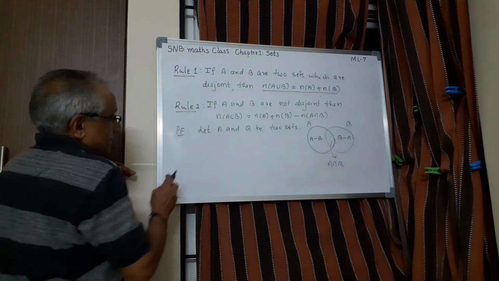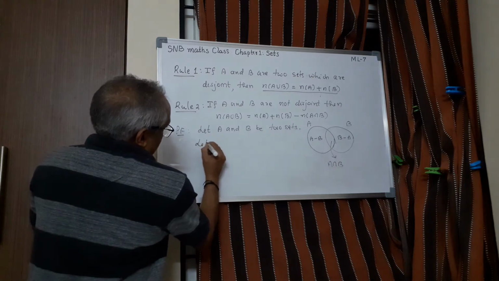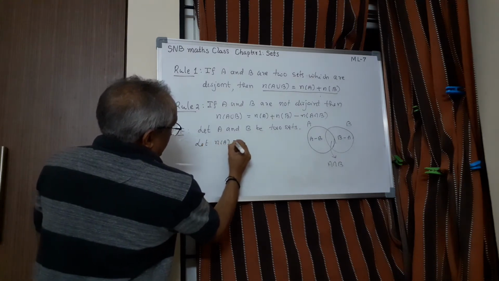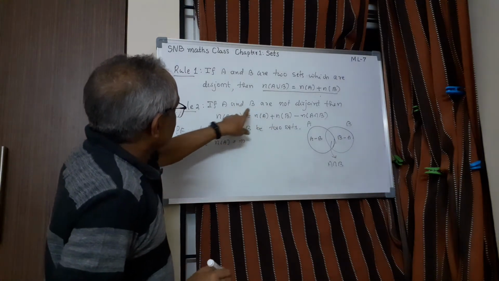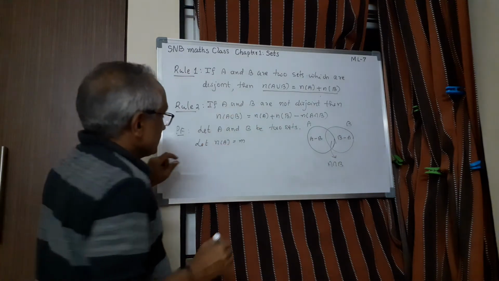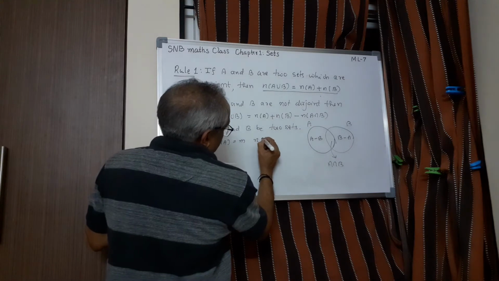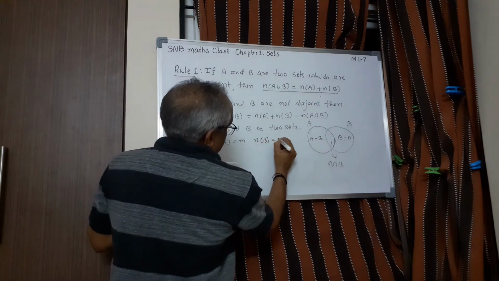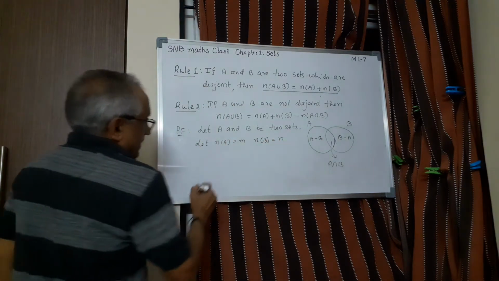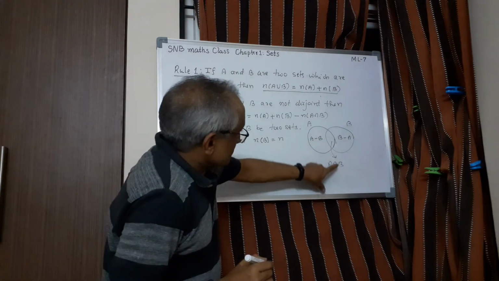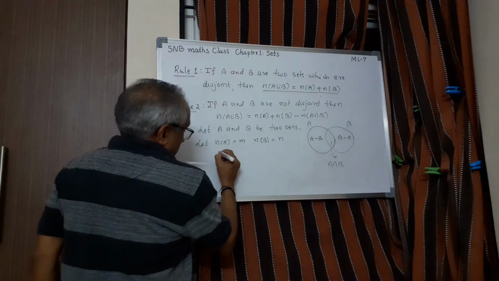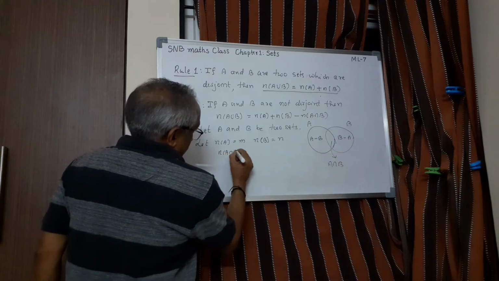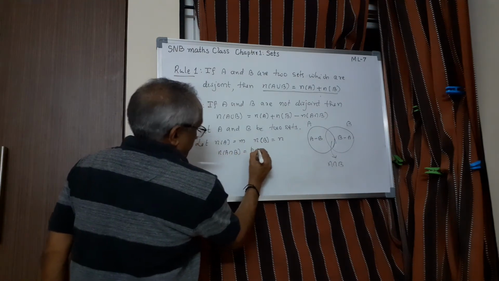Now let number of A equal M. That means A has M elements, and number of B, let us say it is N. And since the intersection is non-empty because they are not disjoint, let us say number of A intersection B is P.